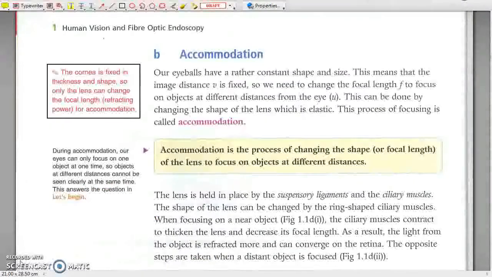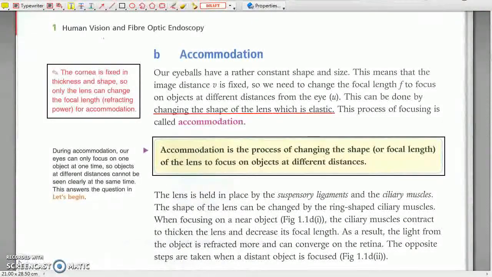B. Accommodation. Accommodation is the process of changing the focal length of the eye lens to focus objects at different distances. A healthy eye lens is elastic, while the shape and size of the eyeball are both fixed. The image distance is fixed, and so accommodation of the human eye as well as other animal eyes is by changing the shape of their eye lens.